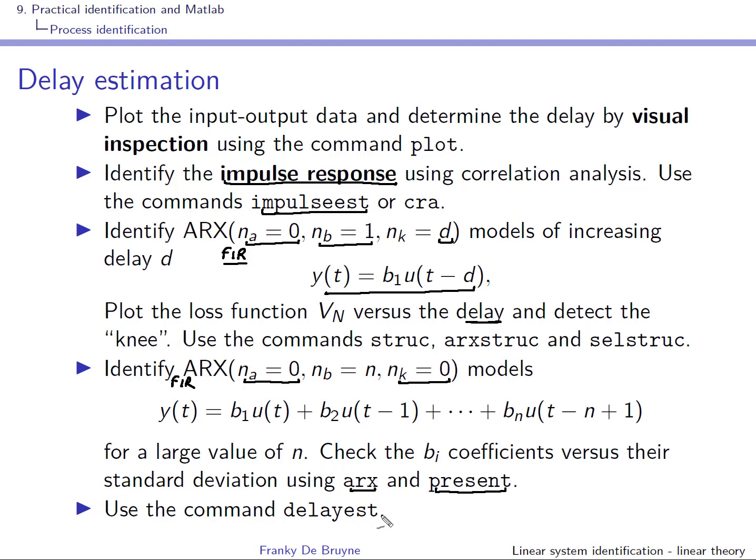Okay, and of course there is also the option, for people that are a bit lazy, to use the command delayest. You will see that you will have to try probably a few methods and see the one that is going to give the best result. Sometimes you get even conflicting results when you use one method and another. This is probably because your delay is very close or in the middle between two values.